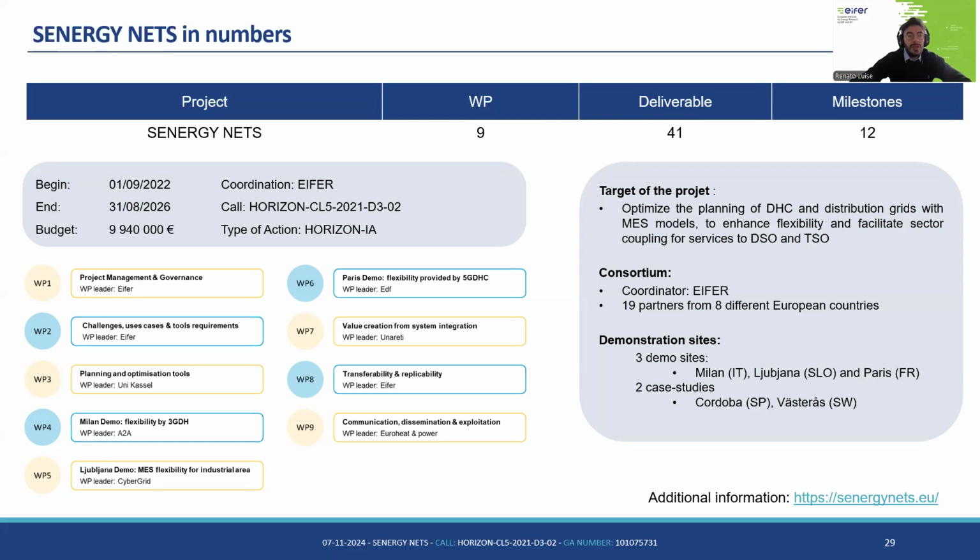You can see how the work packages have been divided, but the most important thing that I would like to emphasize is how the consortium has been built. Indeed, we are 19 partners from 8 different countries, and very importantly, we have 3 demo sites where we will install our model and try to optimize the multi-energy systems, and 2 additional case studies.